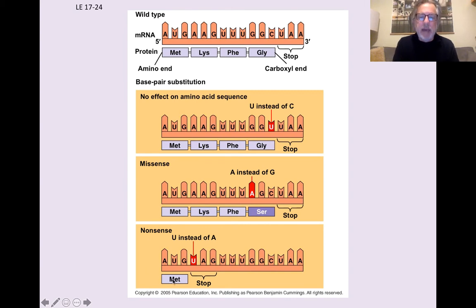In the third example, we have the second codon where there was formerly an A, there is now a U placed. This gives us the codon UAG, which is a stop codon. That means that all these downstream codons are never translated. And this is called nonsense. So in this case, the protein would be missing its last three amino acids.